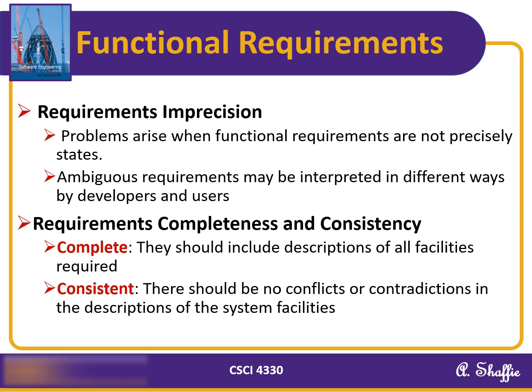Suppose, for example, you are building a hotel booking system. The requirements specify that. Requirement A says a user should be able to book a room for any date in the future. And then we have another requirement that states booking can only be made up to 90 days in advance. We have a clear contradiction here.